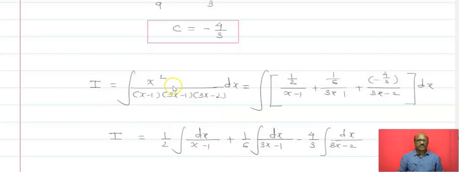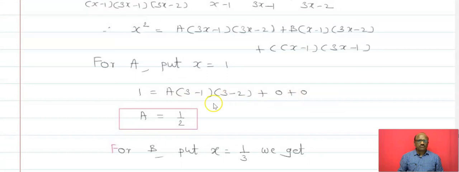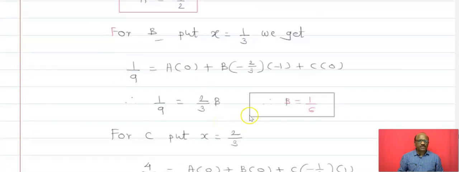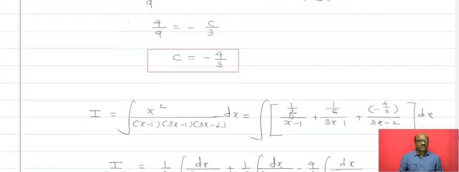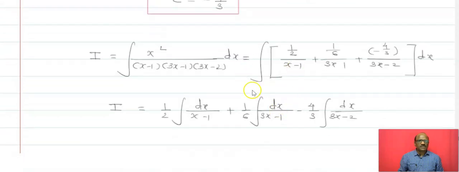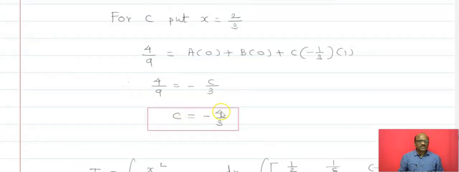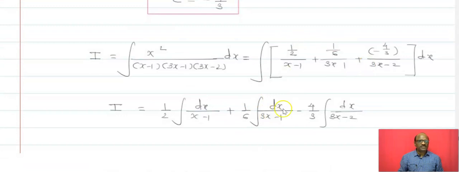Therefore I equals integral x square upon x minus 1 into 3x minus 1 into 3x minus 2 dx. Substitute the value of a, which is 1 upon 2, the value of b is 1 by 6, and sorry, the value of c is minus 4 upon 3. We substitute it, then take the integration: 1 upon 2 integral dx upon x minus 1 plus 1 upon 6 integral dx upon 3x minus 1 minus 4 upon 3 integral dx upon 3x minus 2.